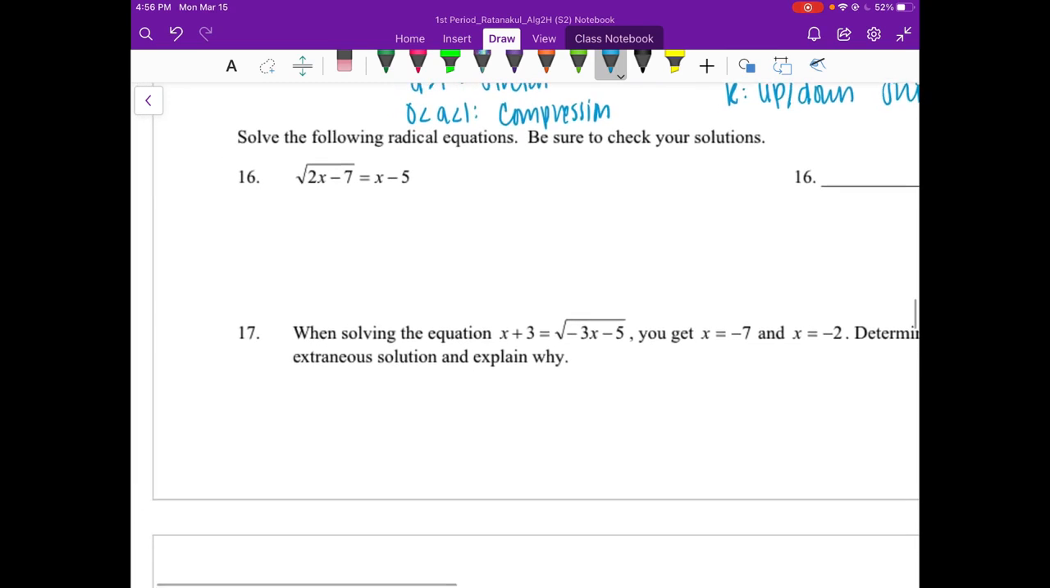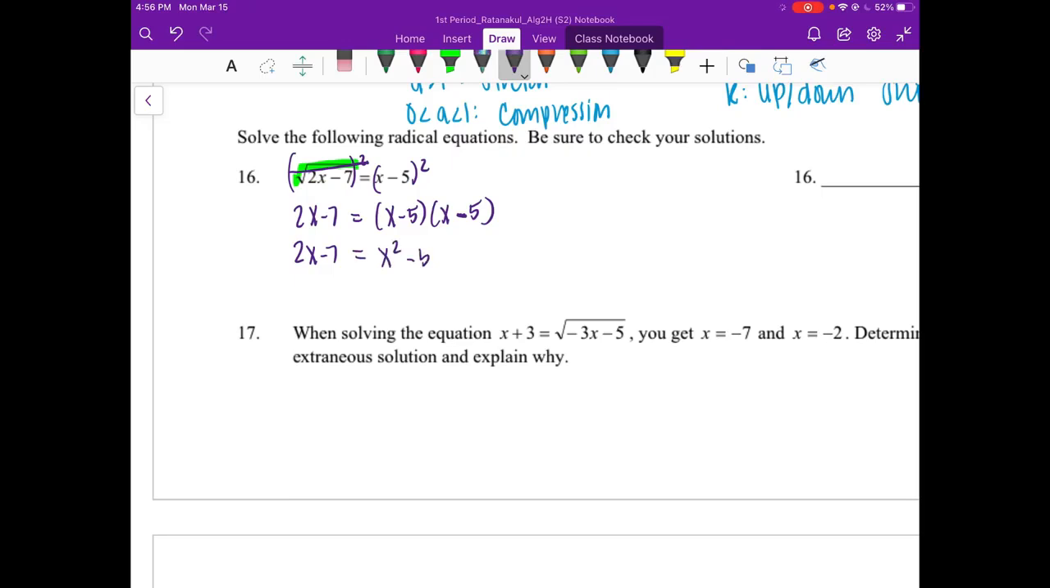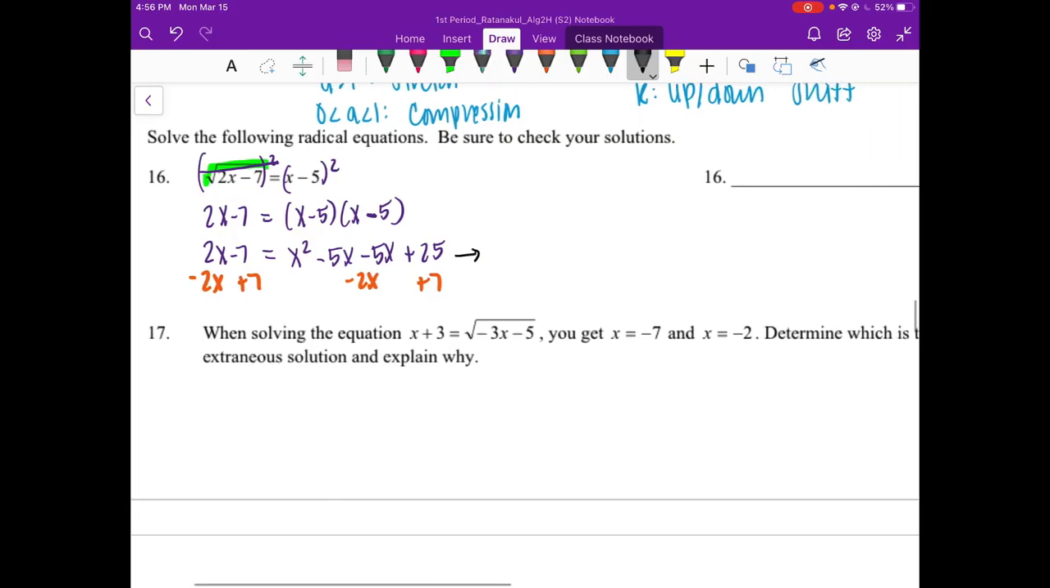All right, 16 and 17, we're moving into solving. So for 16, our radical is already isolated to one side. I'm going to go straight into squaring. On the left side, I'm left with 2x minus 7 because the square root and the squared cancel out. But on the right side, I'm going to write this out twice because I need to double distribute. So I end up with x squared minus 5x plus 25. From here, I want to move everything to one side and combine my like terms, so that way I can go into quadratic or factoring.